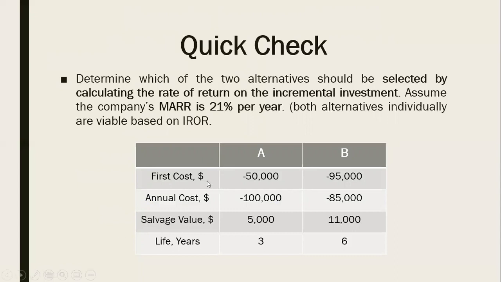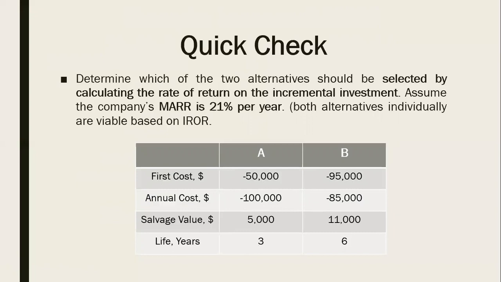So first cost of project A is $50,000, B is $95,000, annual cost of A is $100,000 and of B is $85,000, and salvage value of A is $5,000 and B is $11,000. Life of A is 3 years and B is 6 years.